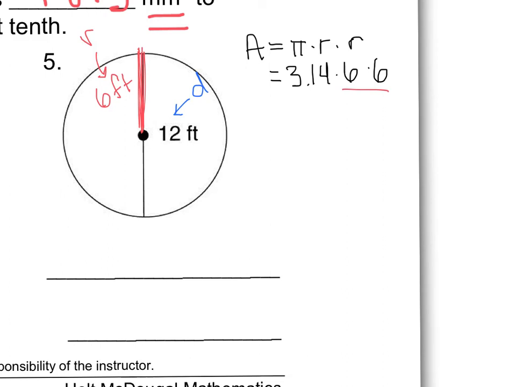So be very, very careful. That's why I emphasize doing pi times r times r. Anyway, plug those 3 numbers into your calculator, round it to the nearest tenth, and you get 113.0 feet squared.